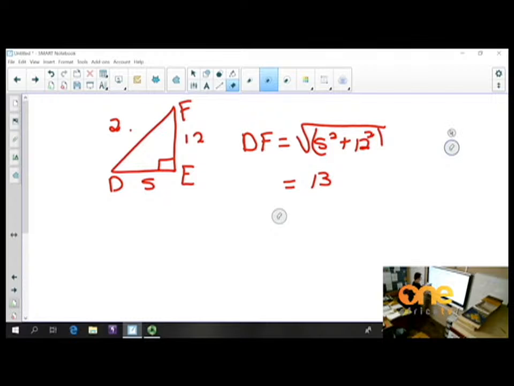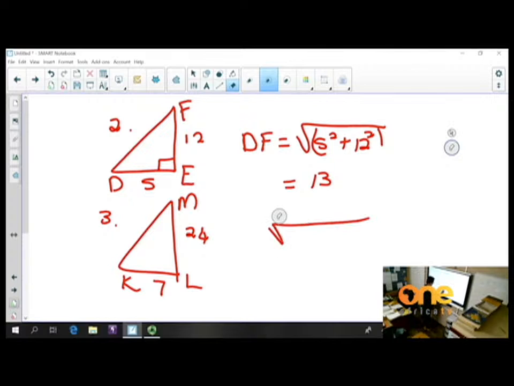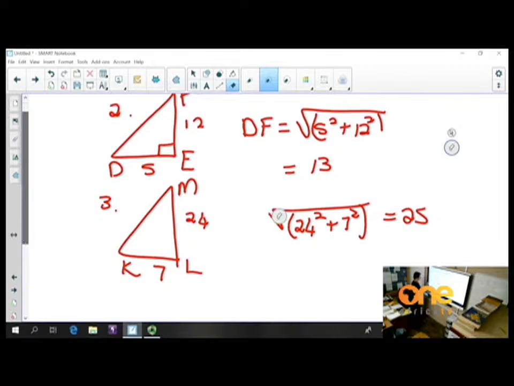Okay. Number 3. Now we have triangle KLM. So L is 90 degrees, KLM. KL is 7, ML is 24, and again we want to find the hypotenuse. So that means that we're going to add them. So it is then 24 squared plus 7 squared, and the answer is 25. Press your calculator and make sure that you get that answer there.